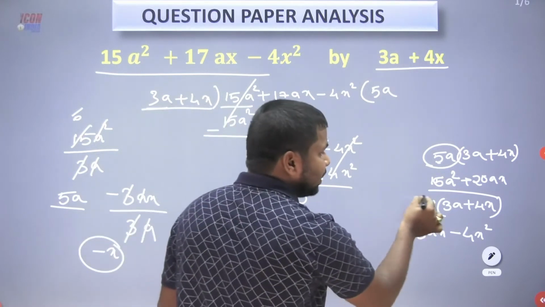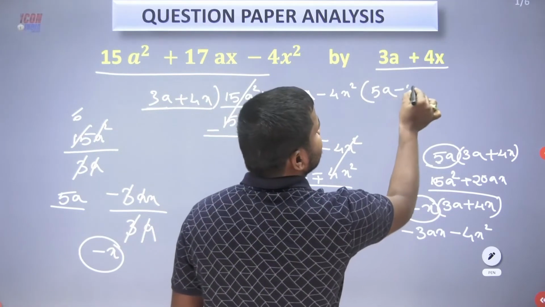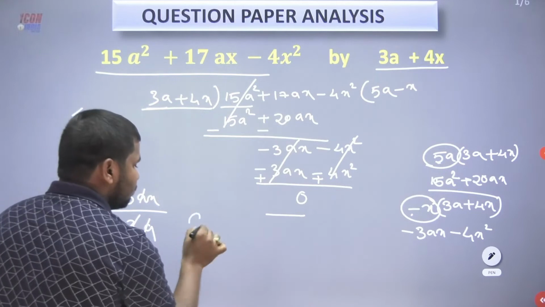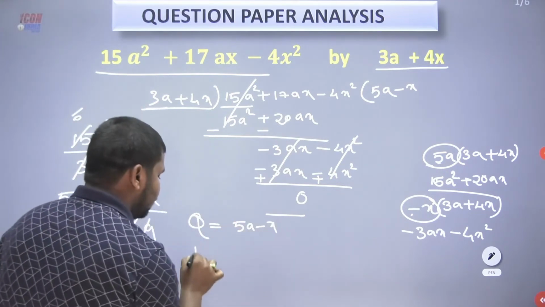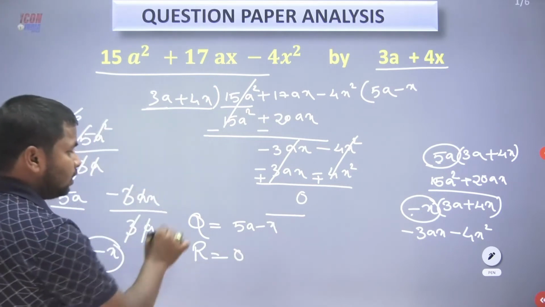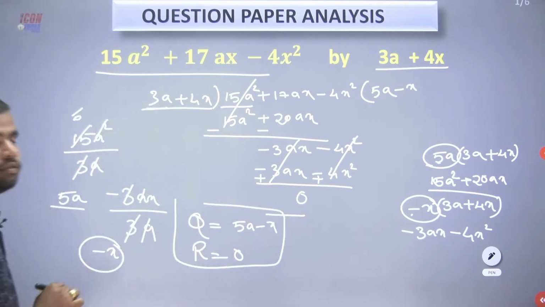So what have we multiplied? We have multiplied with minus x. So what is the answer? The quotient is equal to 5a minus x and the remainder is equal to 0. Right, so this is the result of the first question.